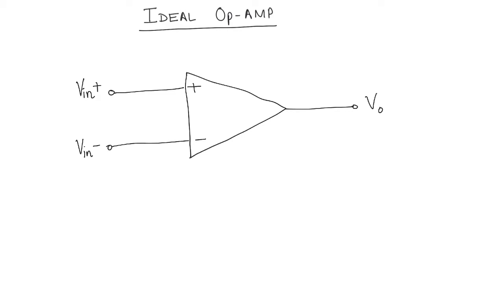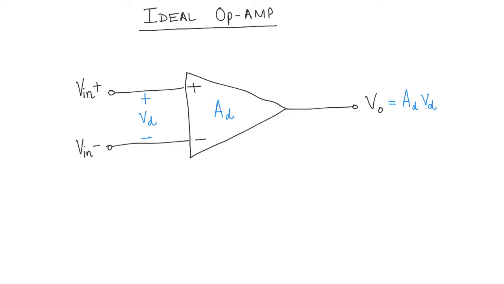Now, the first thing you need to know about the op-amp, and I'm talking about the ideal op-amp, is that the op-amp behaves as a differential amplifier. What do I mean by that? I mean that the op-amp takes the difference of the voltages at its two input terminals. Let's say that difference is VD, and it amplifies it by a gain of AD. So VO is equal to AD times VD.